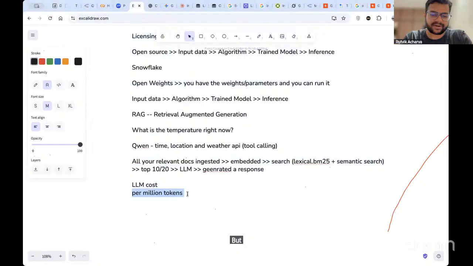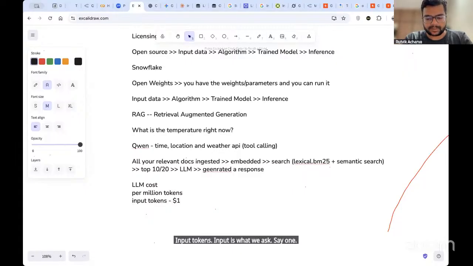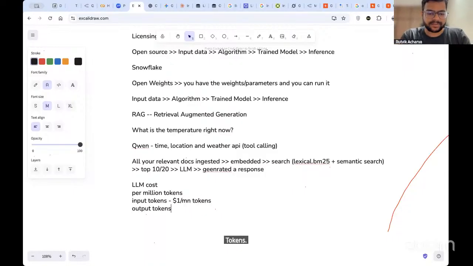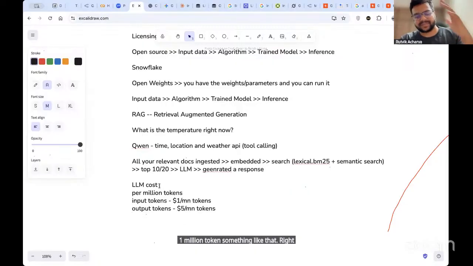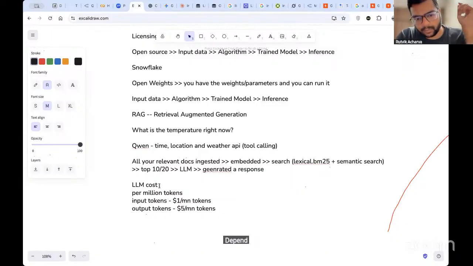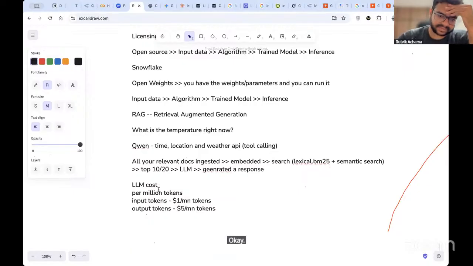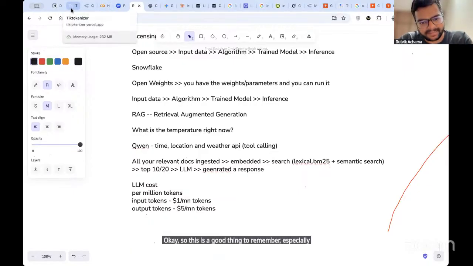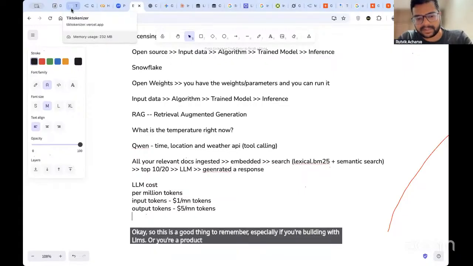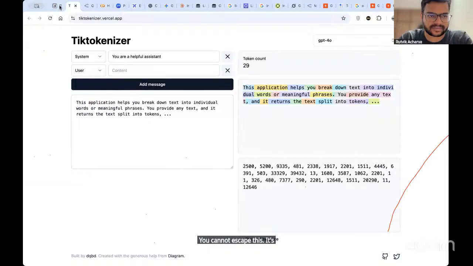But the charges are different for input tokens. Input is what we ask, say $1 per million tokens. Output tokens maybe say $5 per million tokens, something like that, right? Different LLMs, different labs, depending on how intelligent they are, will have a different pricing strategy. So this is a good thing to remember, especially if you're building with LLMs or you're a product manager or a developer. You cannot escape this. It's a very fundamental concept.